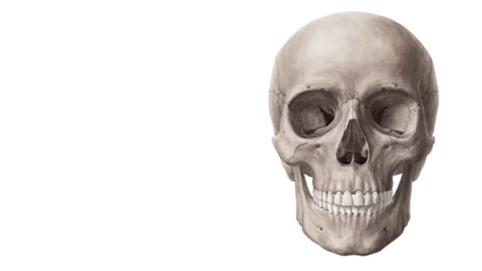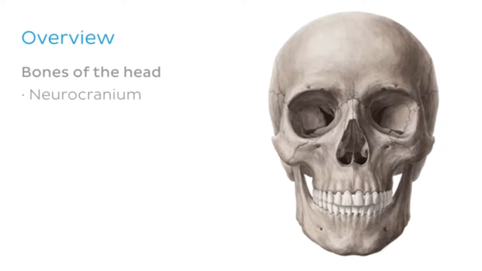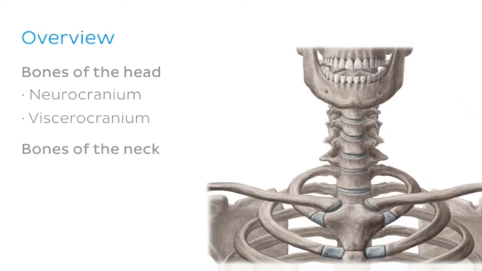Let me first give you a quick overview of what we're going to talk about in this tutorial. So first we'll look at the bones of the head, which are divided into two groups, the bones of the neurocranium and the bones of the viscerocranium. Then we'll move on to look at the bones of the neck, which are of course the cervical vertebrae.